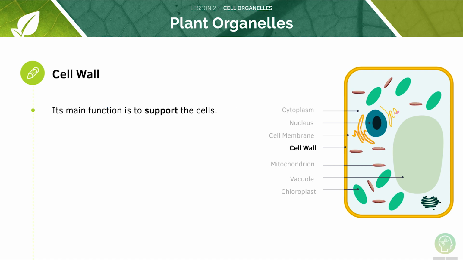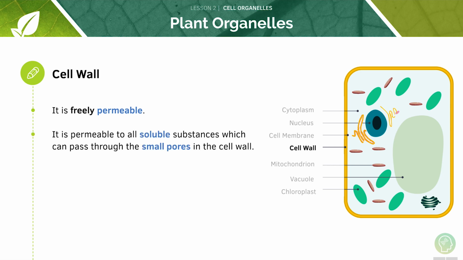Its main function is to support the cells, but it also offers a small level of added protection. It gives the cell structure, preventing it from changing shape. Unlike the cell surface membrane, which forms a phospholipid barrier, it is freely permeable. It's permeable to all soluble substances which can pass through the small pores in the cell wall.